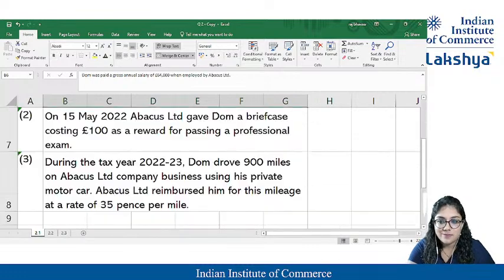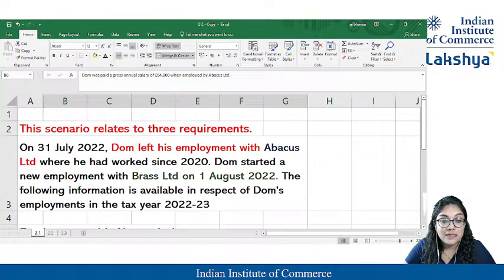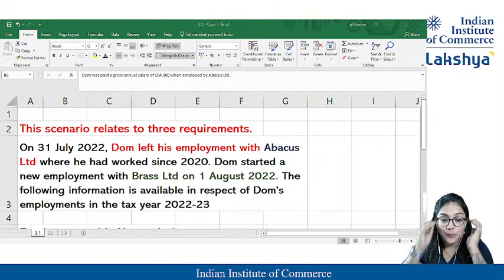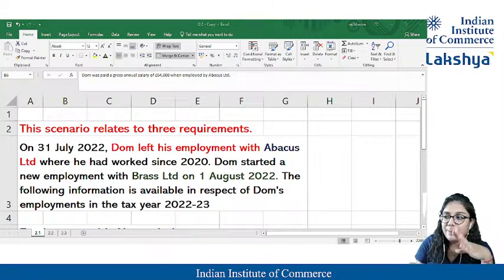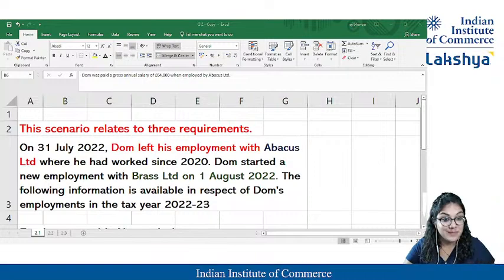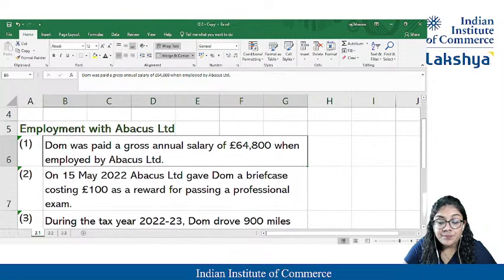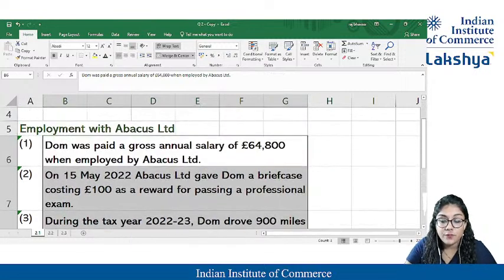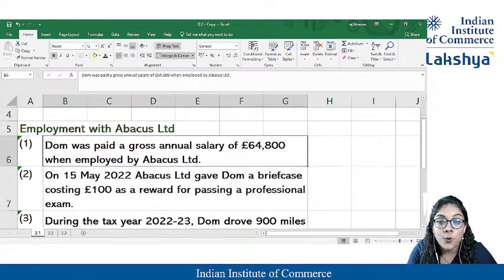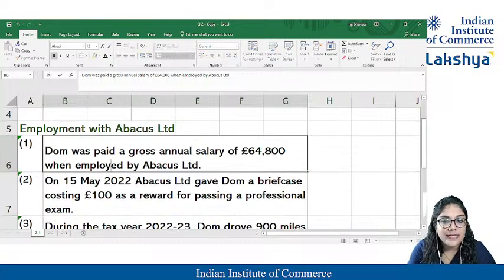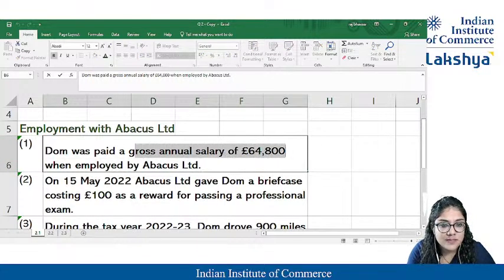What have they given in the question first? Students, they have given that the employee has worked in 2 companies, in one company for 4 months, in another company for the remaining 8 months. The company in which he worked for 4 months, he got a salary. Dom was paid a gross annual salary of 64,800. Ma'am, when I talk about a gross annual salary of 64,800, do you agree with the statement?